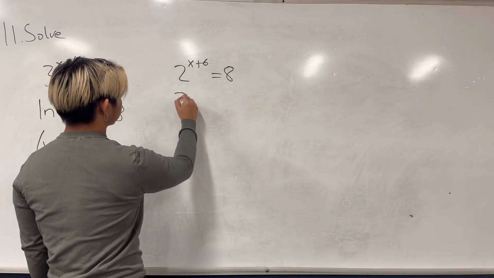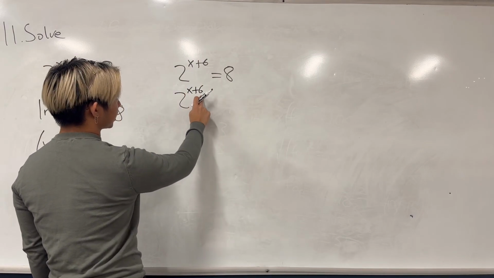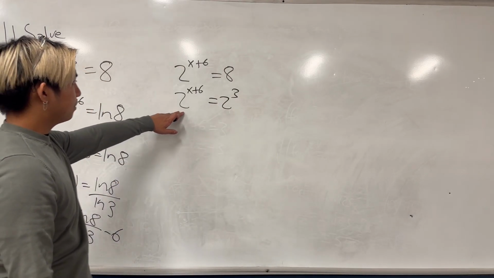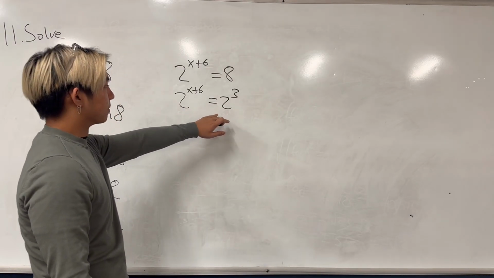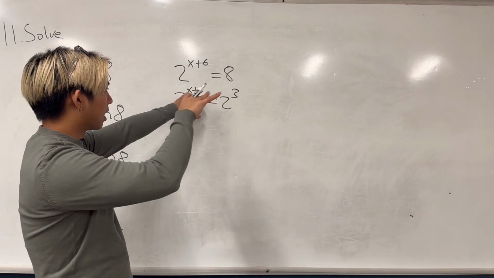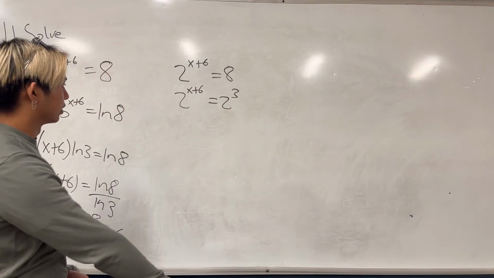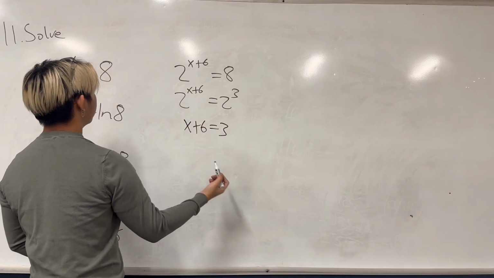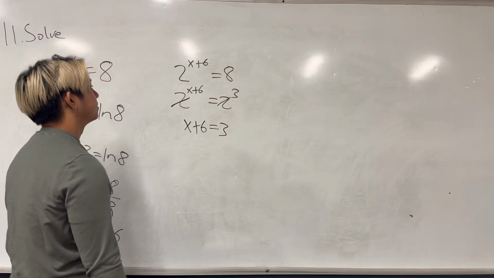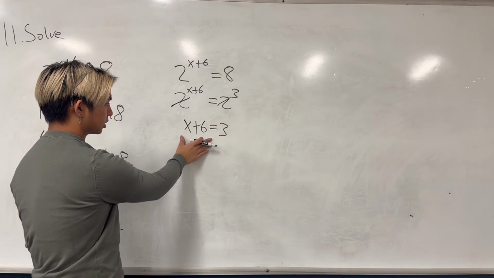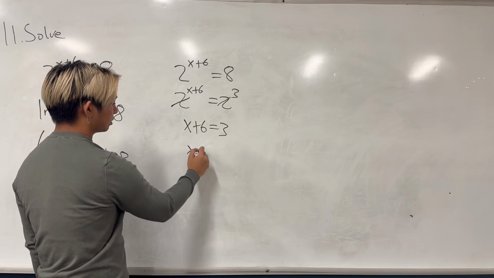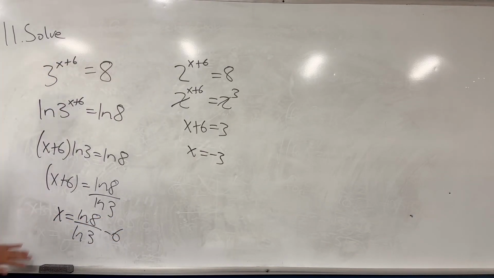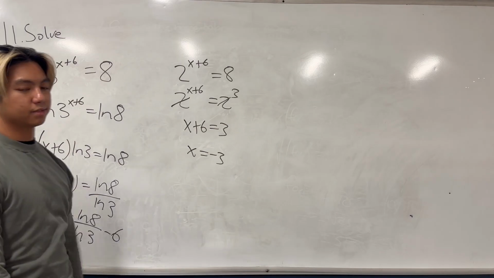So if I do that, this becomes 2 to the x plus 6 equals 2 to the third power. Now, since we have the same bases on both sides, a 2 and a 2 here, I can just take the top terms and make them equal to each other. So this becomes x plus 6 equals 3. So I can just cross that out like that. How do we isolate the x? We just subtract 6. So this becomes x equals negative 3. Just like that. This is what we want to learn here, and this is just the easier version.